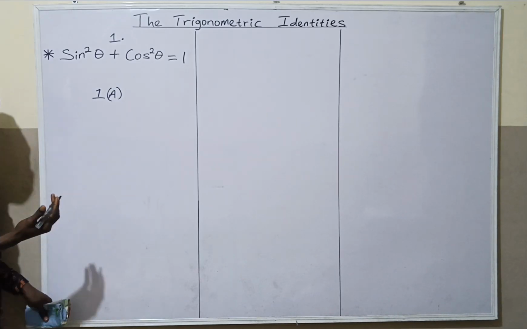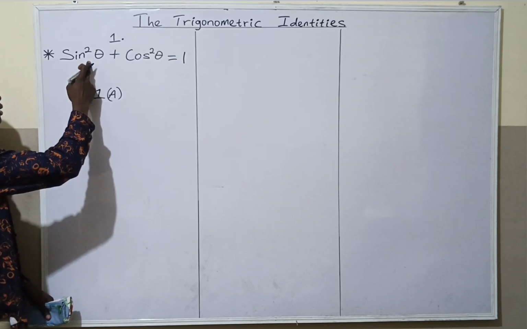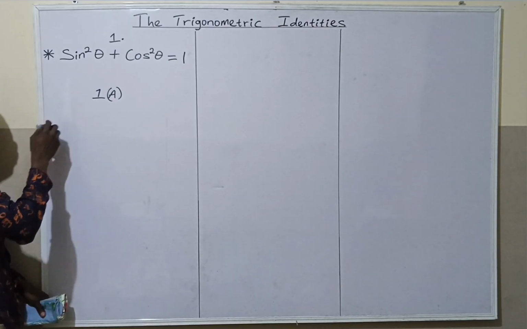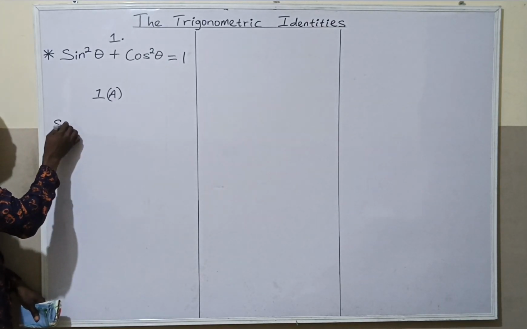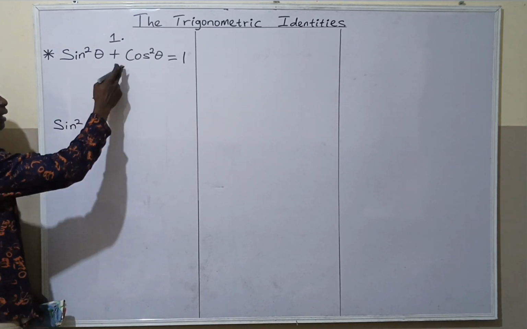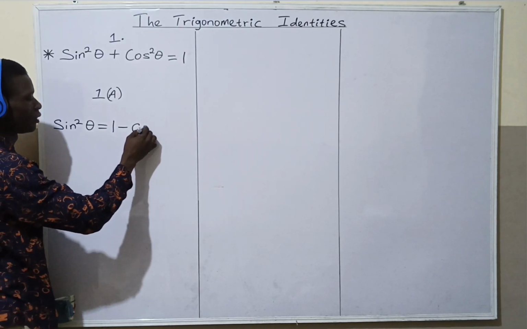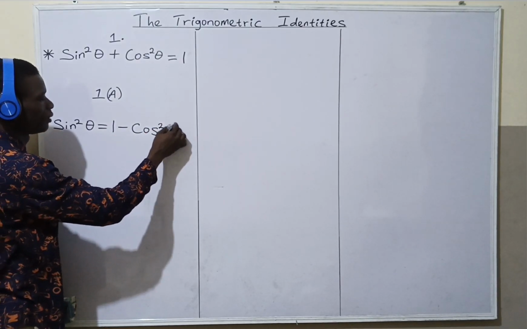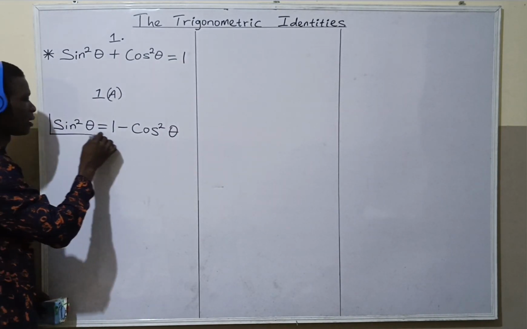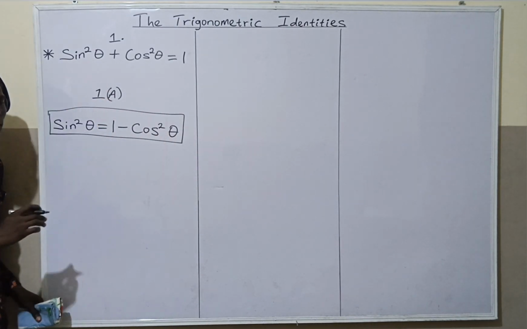And how do we get 1a? We want sin² theta to be the subject of this identity. That means cos² theta has to leave this place to come and meet 1. So we'll be having sin² theta equal to, by the time plus cos² theta crosses the equal sign, it becomes minus, so 1 minus cos² theta. This is the one I called the number 1a identity. So you see how it comes from the very first identity very easily.